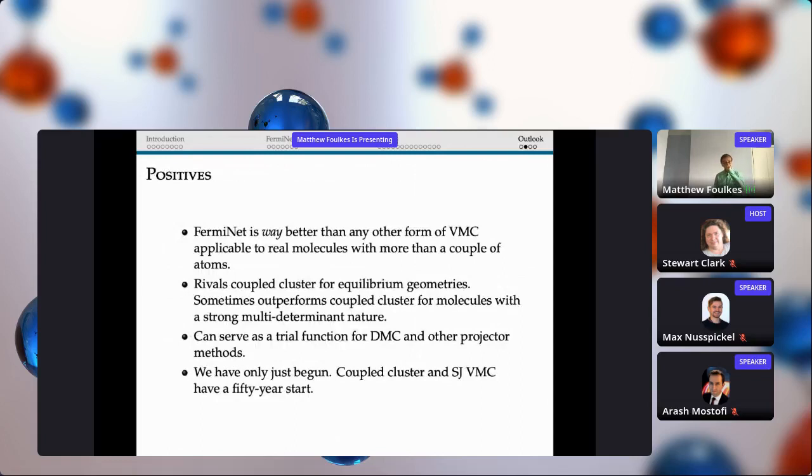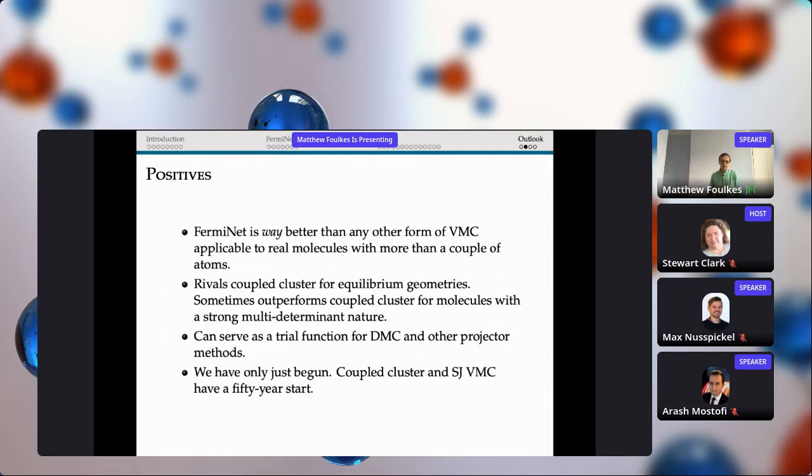FermiNet is way better than any other kind of variational Monte Carlo that's previously been applied to real molecules with more than a couple of atoms. The accuracy we get, despite the simplicity of our approach, rivals coupled cluster for equilibrium geometries, and sometimes does better for strongly multi-determinantal molecules and bond breaking and things like that, which are of course important in chemistry.